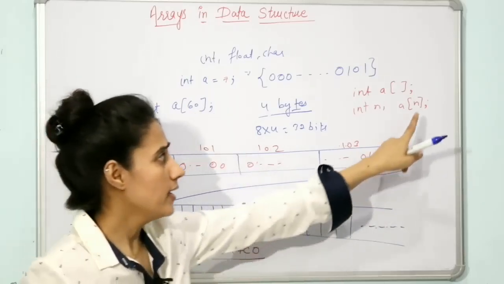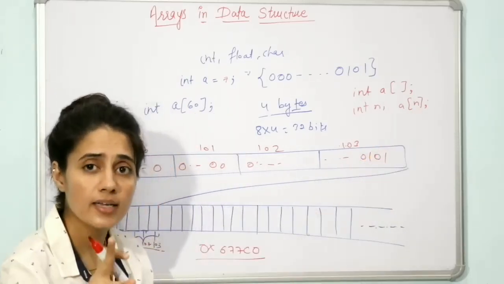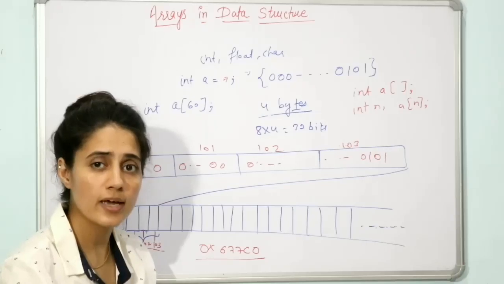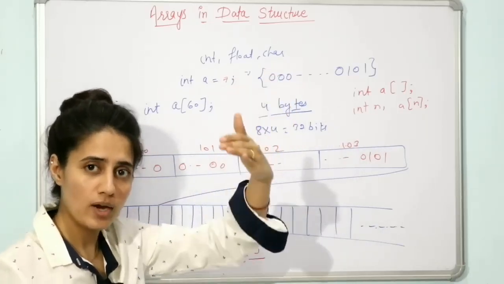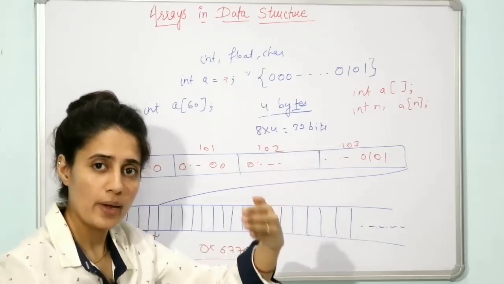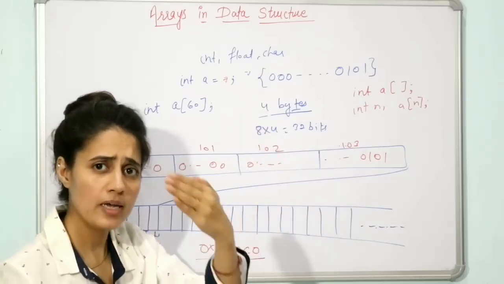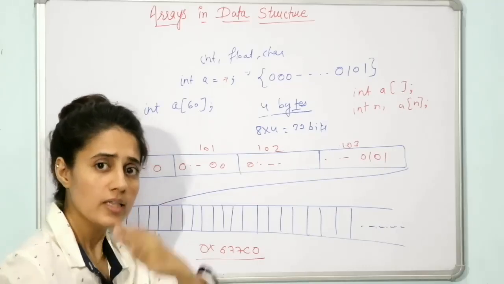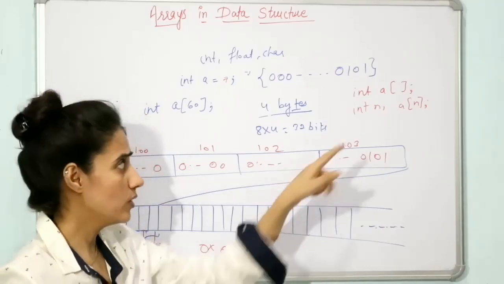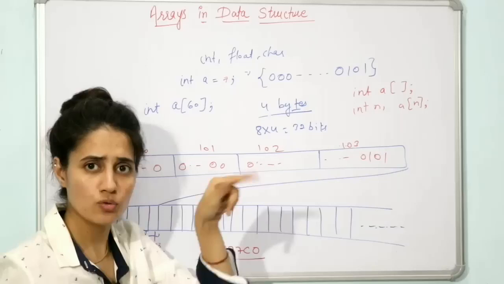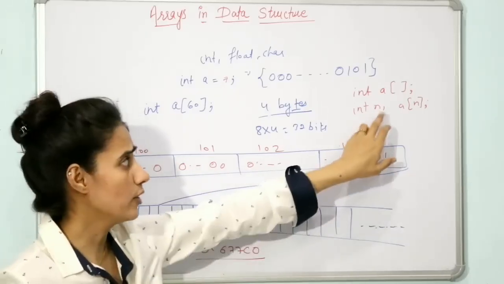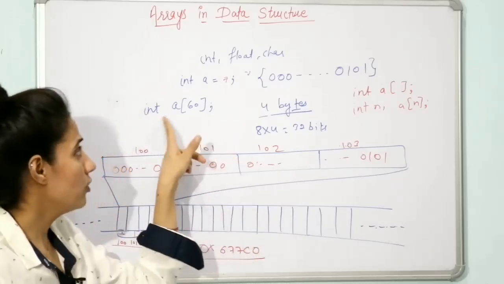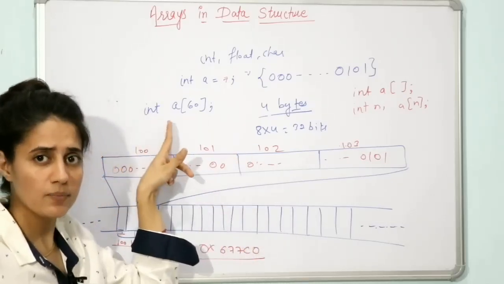A constant. You can write a variable here, but in that case you have to declare a macro. Before the main function and below the header files, you will declare one macro. You can say hash define N, size is 100. After that, in the main function you can write int A, and in brackets you can write that variable name. Fine, that is different logic. But simply you cannot declare something like this.